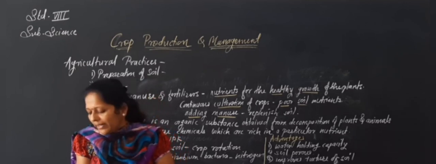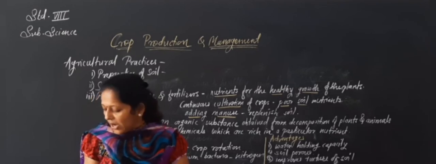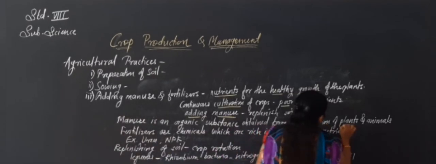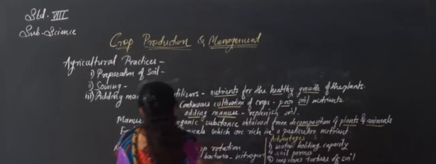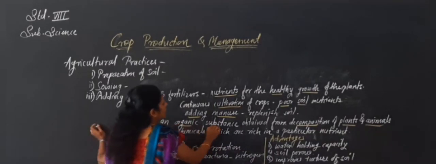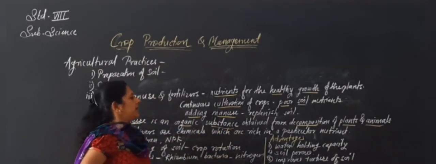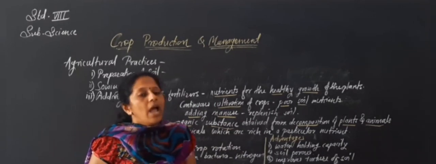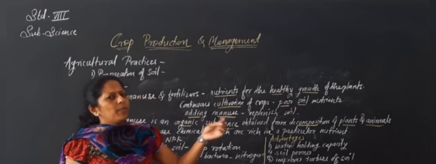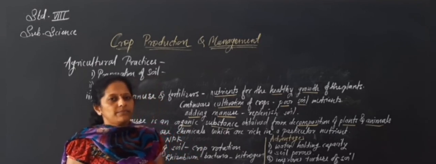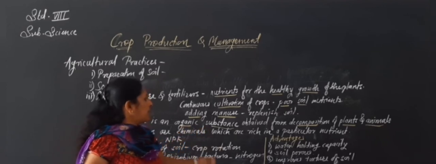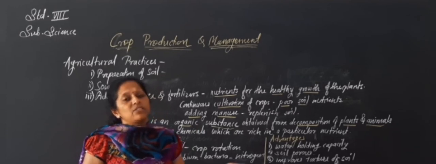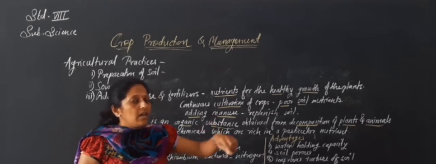So what is manure? Manure is an organic substance obtained from the decomposition of plants and animals. Manures are prepared in the field, where there are a variety of crops growing. The unuseful parts of the plants are obtained as organic substances from decomposition. Some straws, some stalks, some leaves are thrown into one pit.